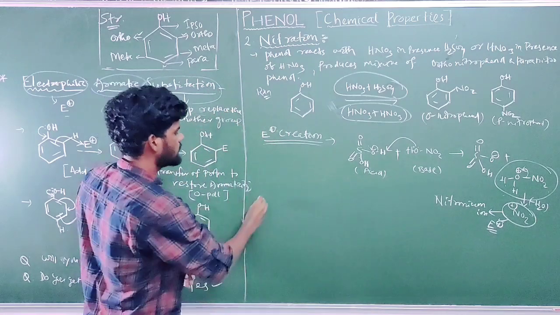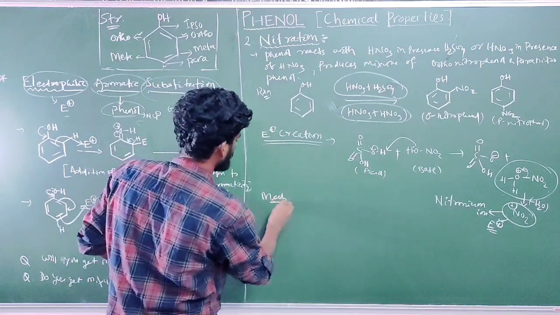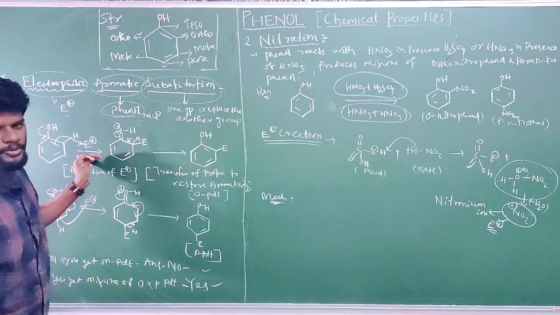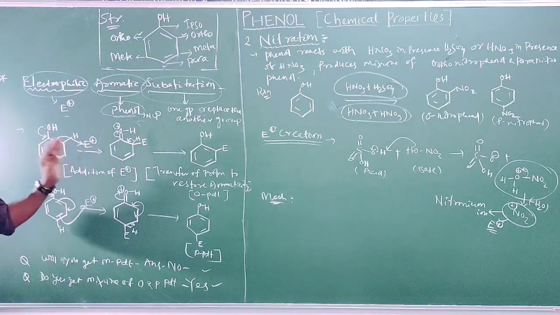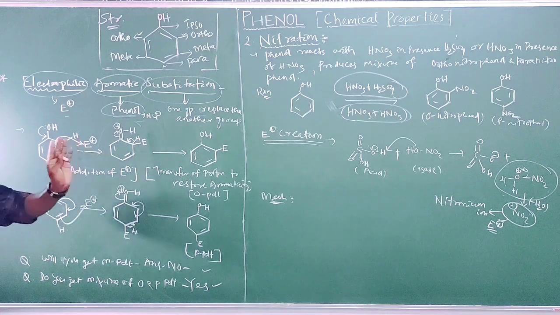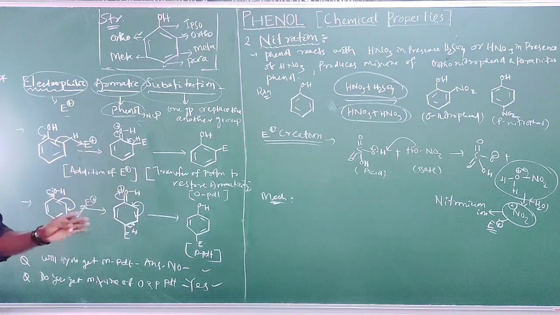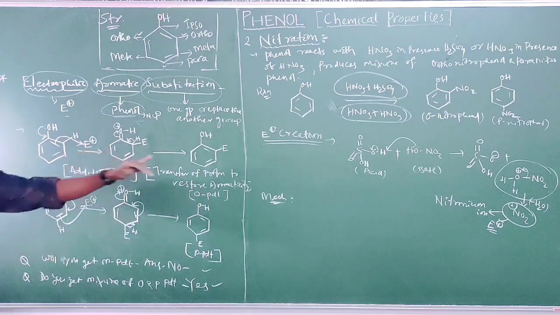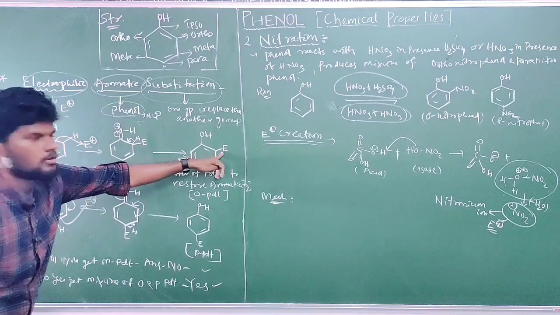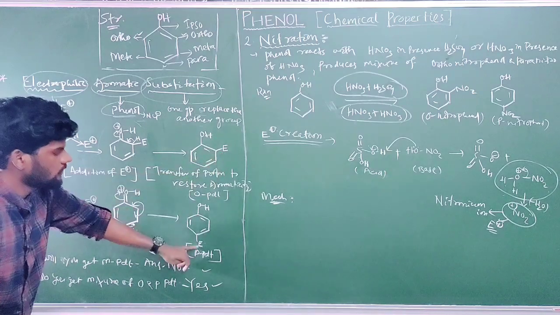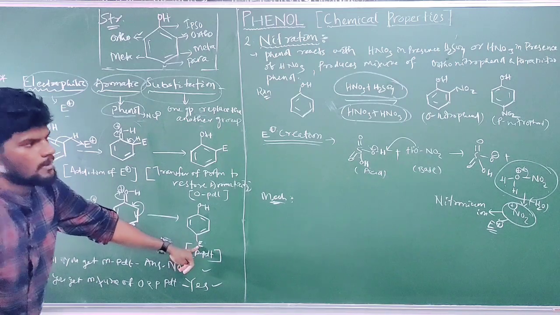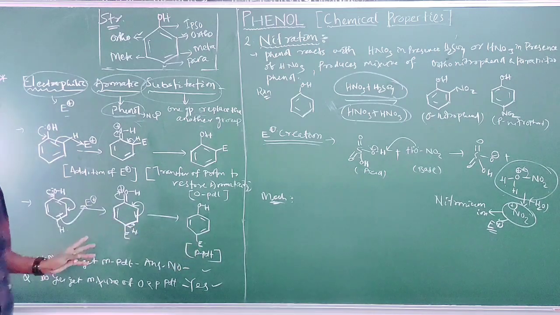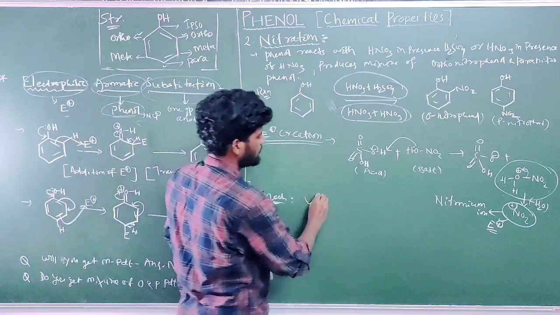And next, the mechanism is similar to this one, ditto the same as this one. The electrophile is just replaced by NO2 plus, nitronium ion. Then NO2 plus will be attached here, ortho product, ortho nitrophenol, and NO2 plus will be attached to the para position to form para nitrophenol. Okay, mechanism is similar, just practice yourself.